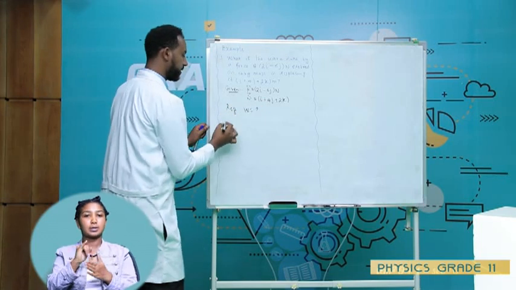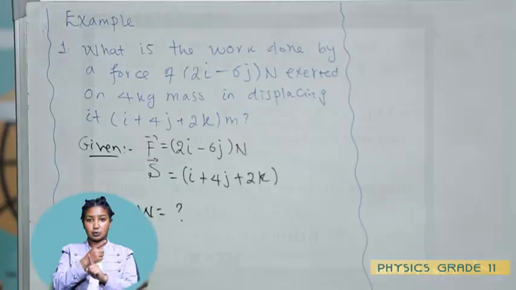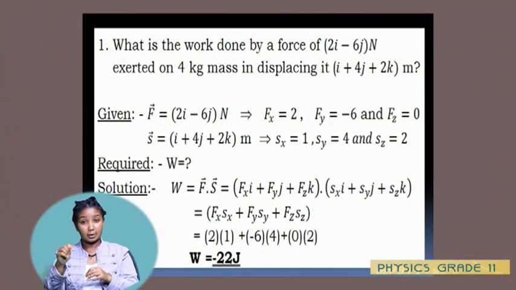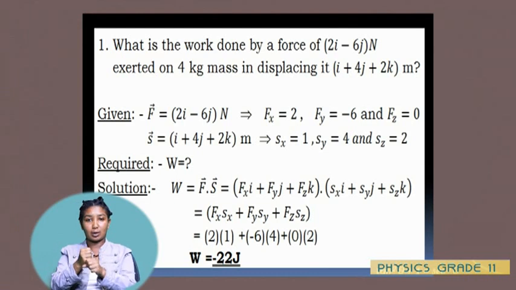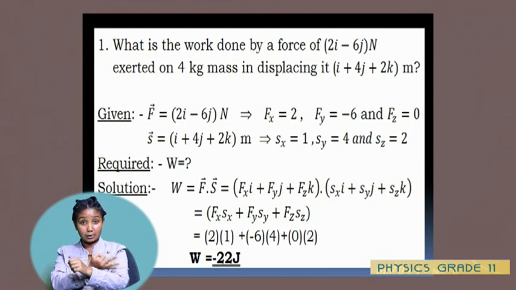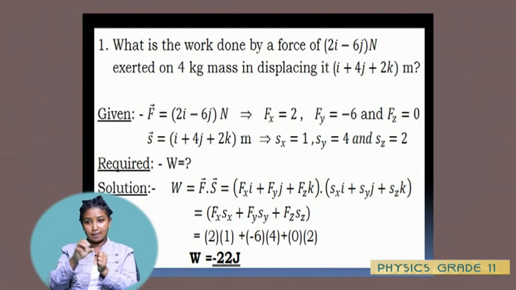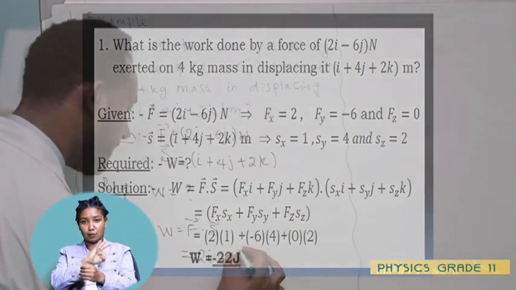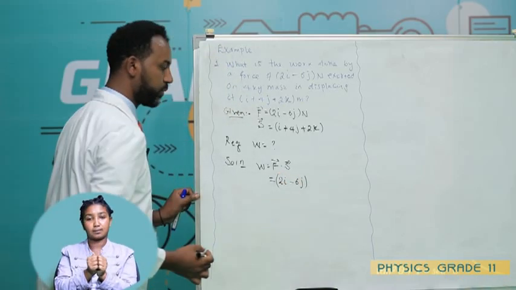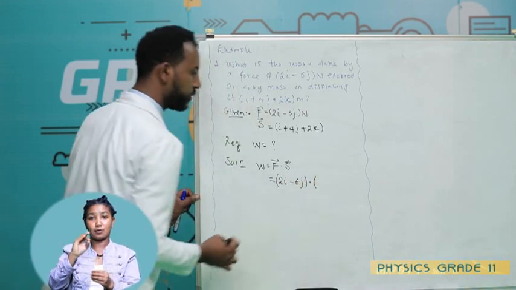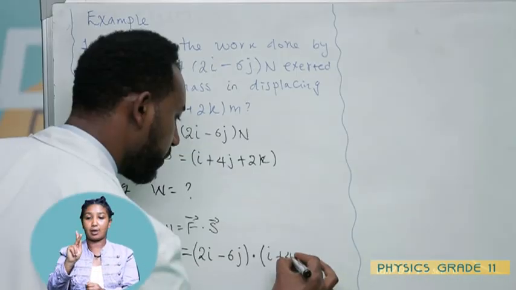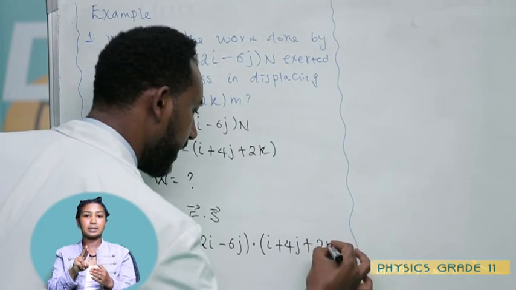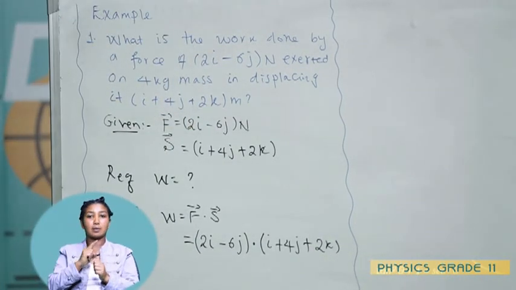What is the work done? Solution. To solve this problem, you should put the mathematical expression of work. Work is expressed as force dotted with displacement s. The force is given as 2i minus 6j, dotted with the displacement i plus 4j plus 2k.